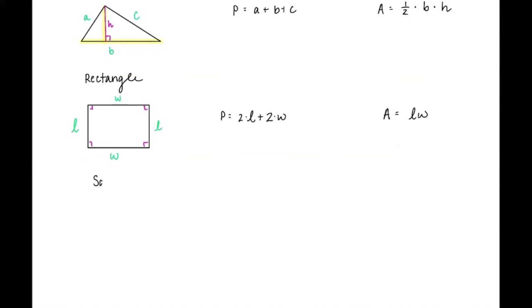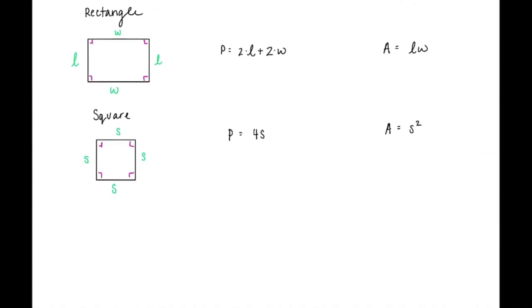If we look at a square, it's just a special case of our rectangle where all of these are the same side length. So we call it S. All our angles are still 90 degrees in here. If I walk around this figure, the perimeter is 4 times that side length. And the area is side times side, so the area is going to be the side squared.